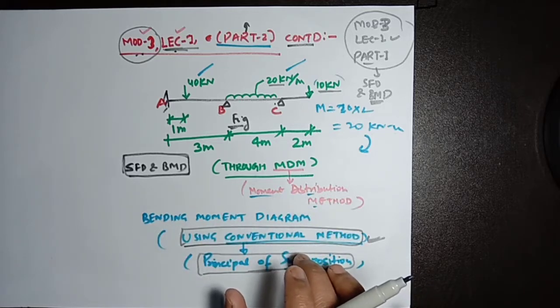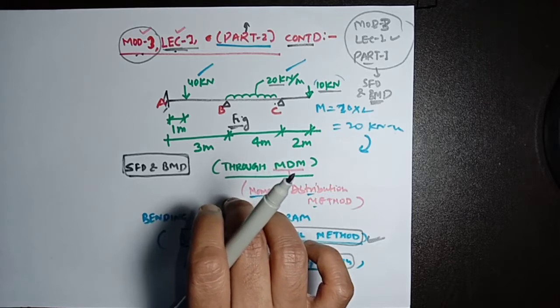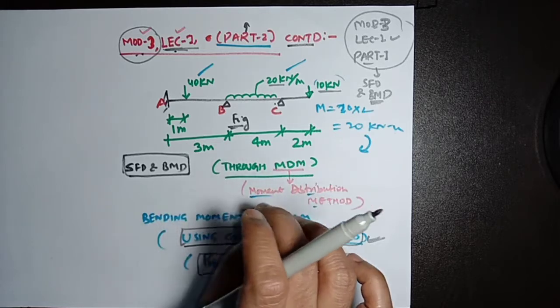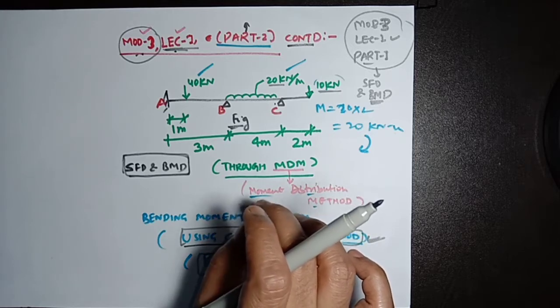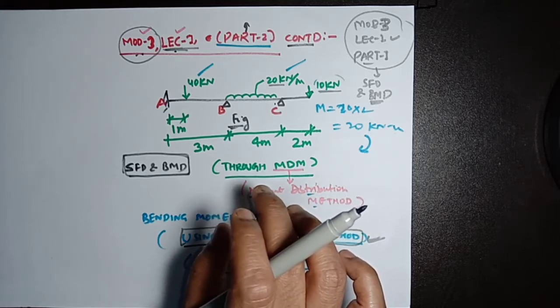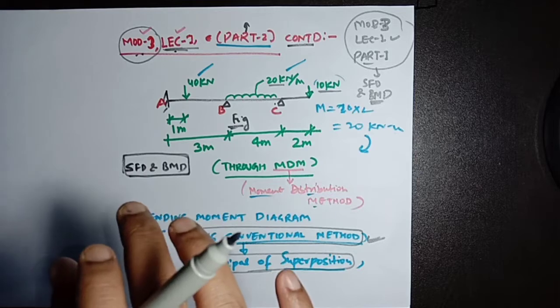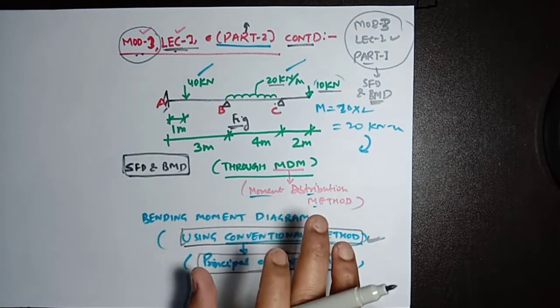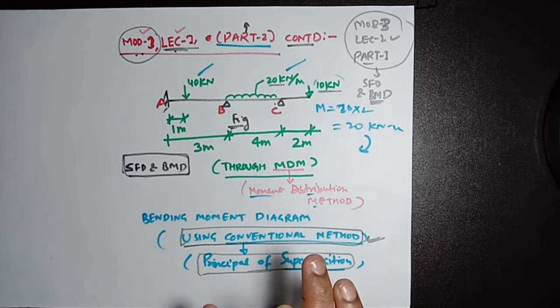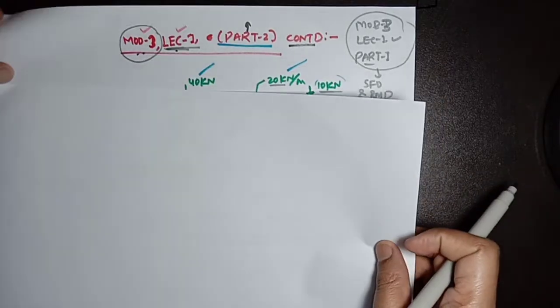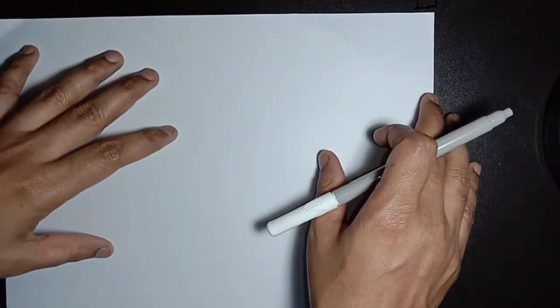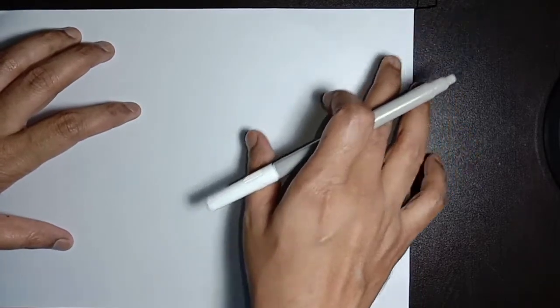But in the conventional method, you can find the bending moment diagram without having reactive forces, just having the loading diagram of calculated moments at supports and the applied load. You can develop a bending moment diagram using the conventional method with the help of the principle of superposition. Now we are moving forward to draw a bending moment diagram for the same beam which is subjected to the load, as I explained to you.